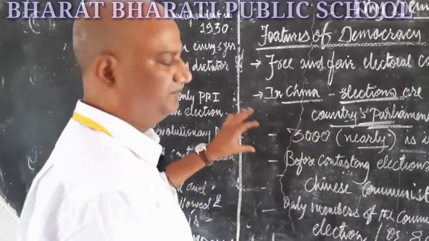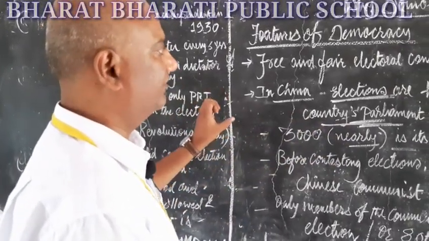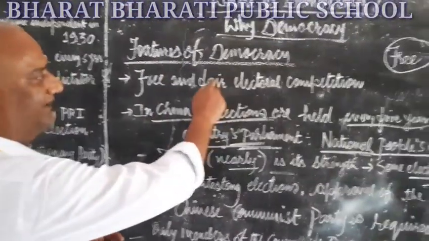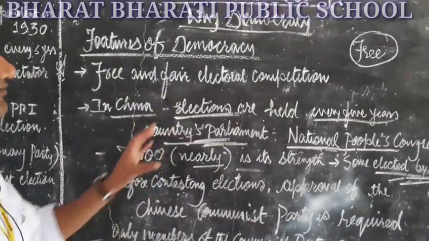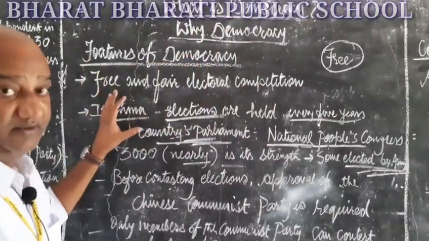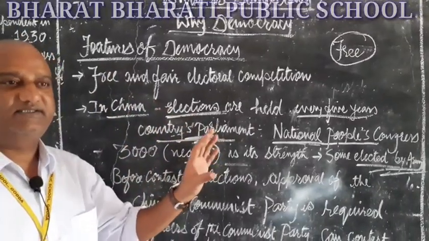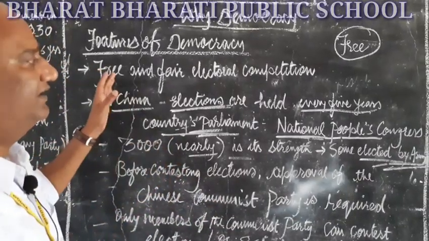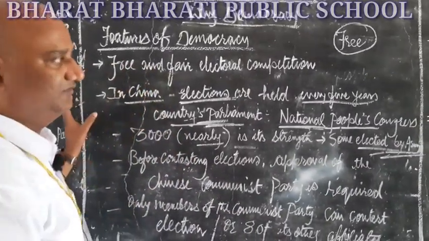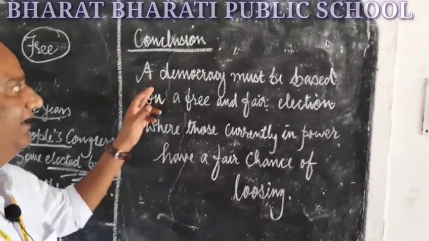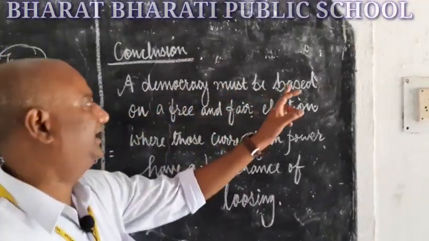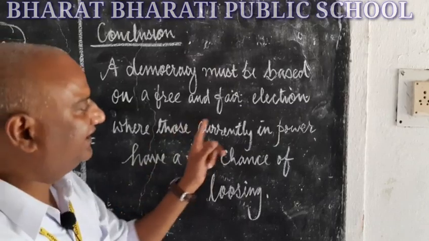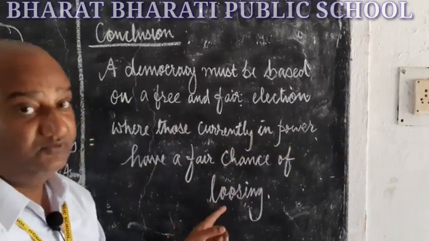By going through both examples, we have seen that in the case of China, freedom was violated. In the case of Mexico, fairness was violated. Even though elections were held, both countries are democratic countries. So democracy is of course necessary. Election is very fundamental and basic, but equally important are the freedom to contest elections as well as fairness of elections. So finally, we must say that a democracy must be based on a free and fair election where those currently in power have a fair chance of losing also.